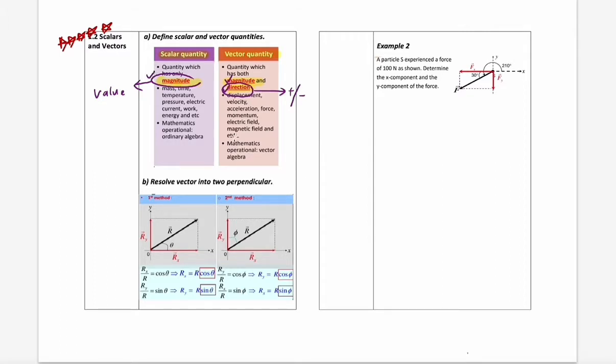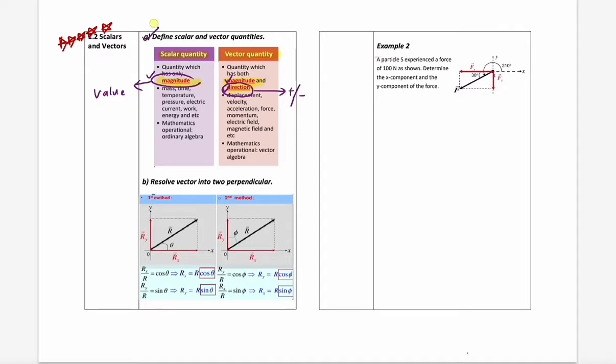We have more examples here. Examples of scalar quantity are pressure, electric current, work, energy, etc. These are examples of scalar quantities which only have magnitude. It only has a value, it does not have a direction. Whereas here we have acceleration, force, momentum, and electric field. These are examples which have magnitude and direction. So that's the first one, that's about scalar and vector quantity.